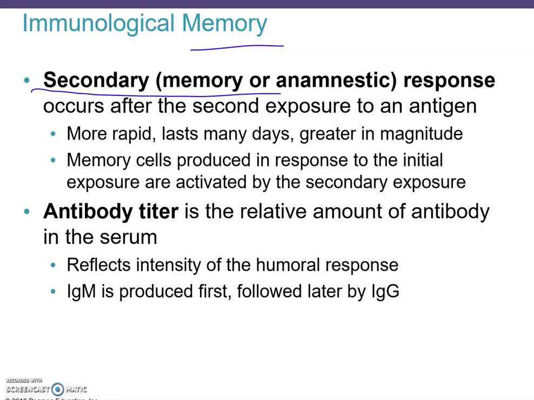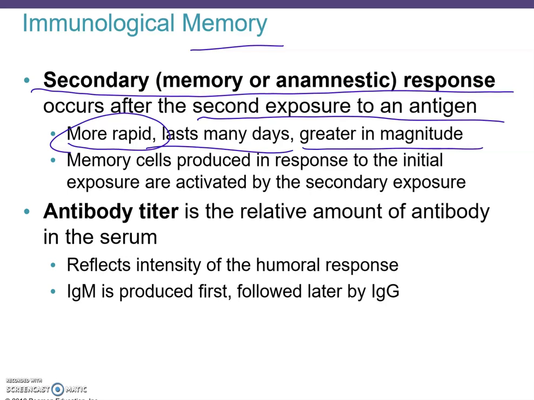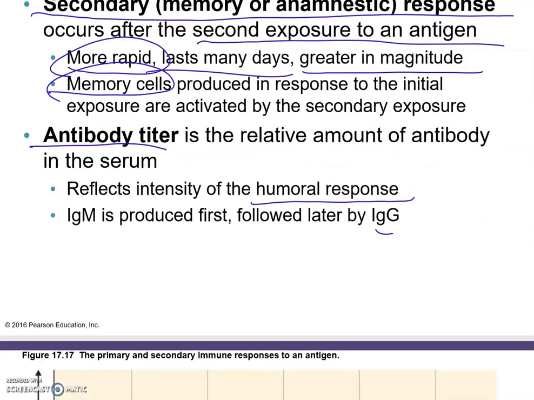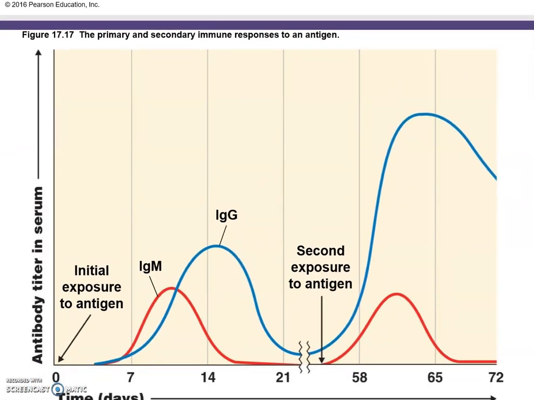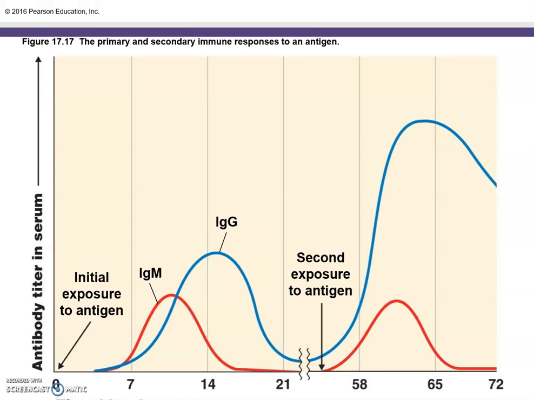So the secondary immune response is the stage after second exposure to the antigen. It's much faster. It lasts many days and has a much greater magnitude. And it's because memory cells are being converted into plasma cells and churning out antibodies. The antibody titer is the relative amount of antibody in serum. It reflects the intensity of the humoral B cell mediated response. And then here you have the IgM is produced first, followed by IgGs. That's fine. So here would be your primary and secondary immune response to an antigen.